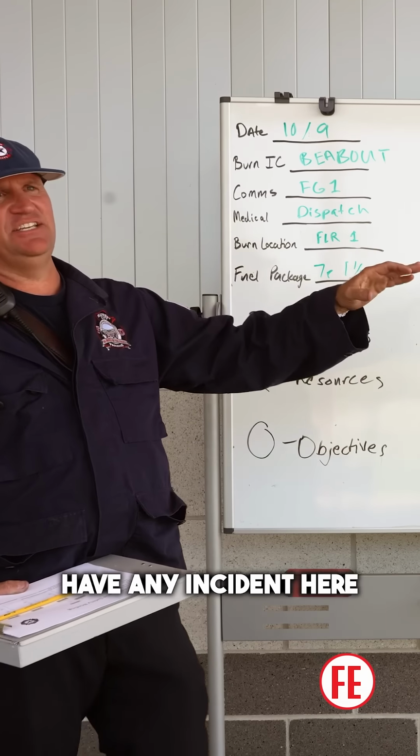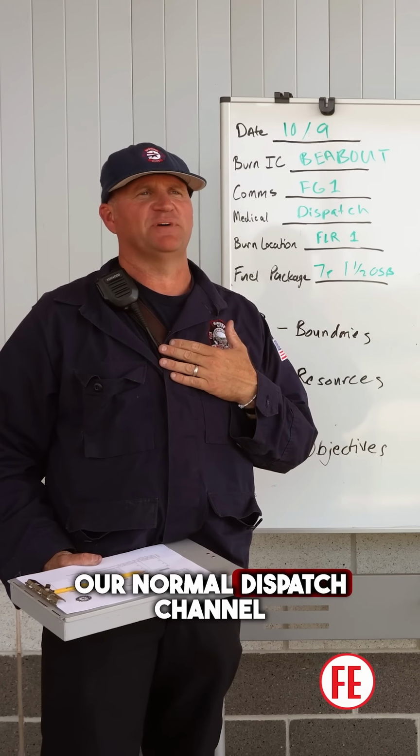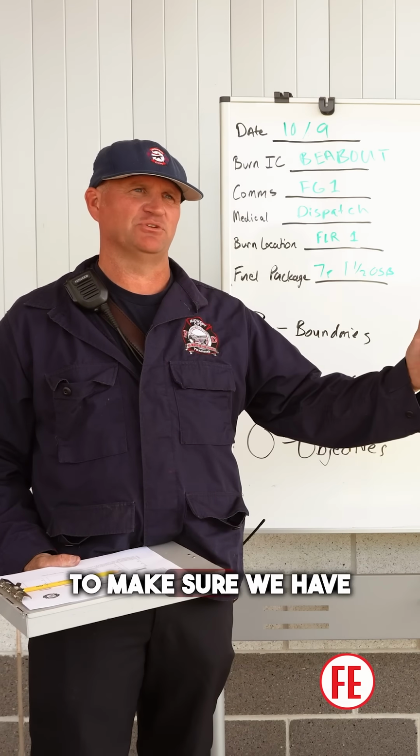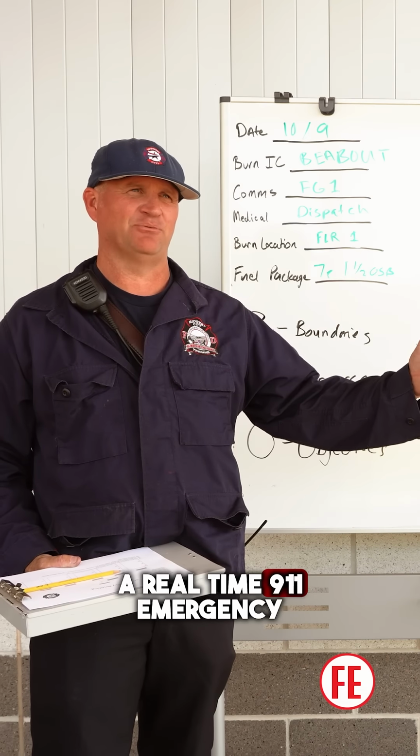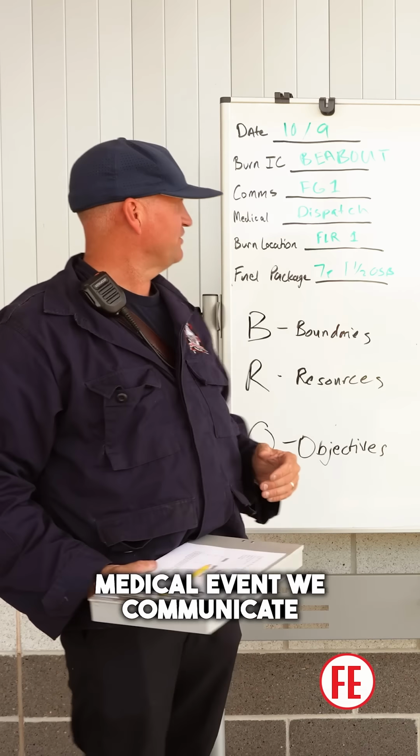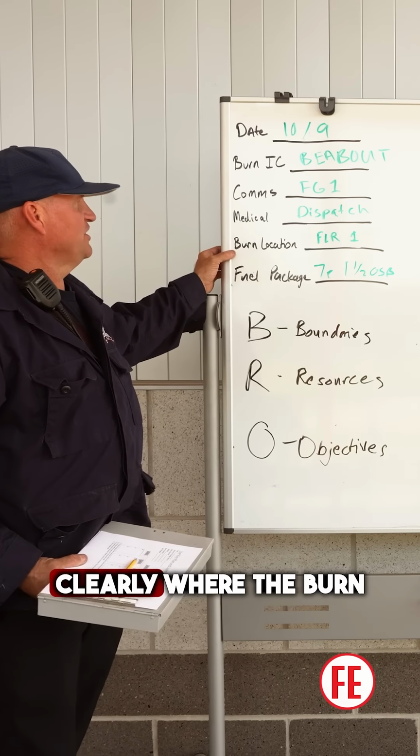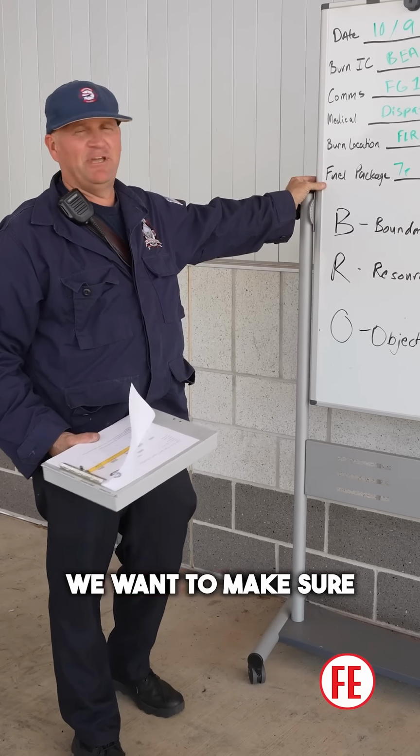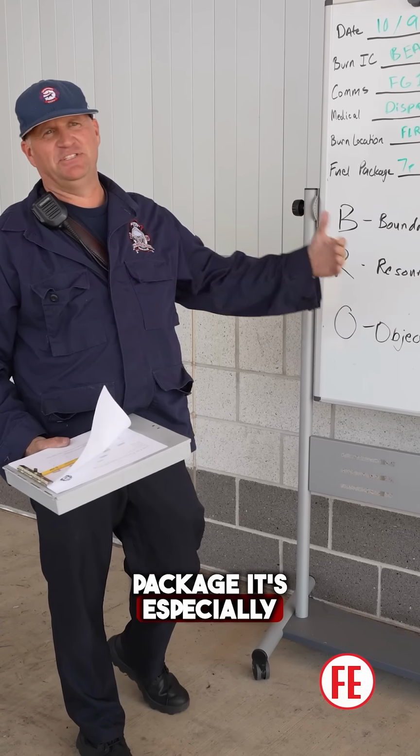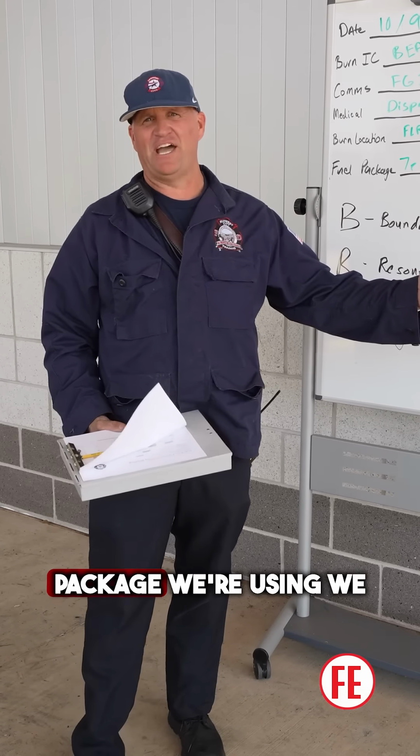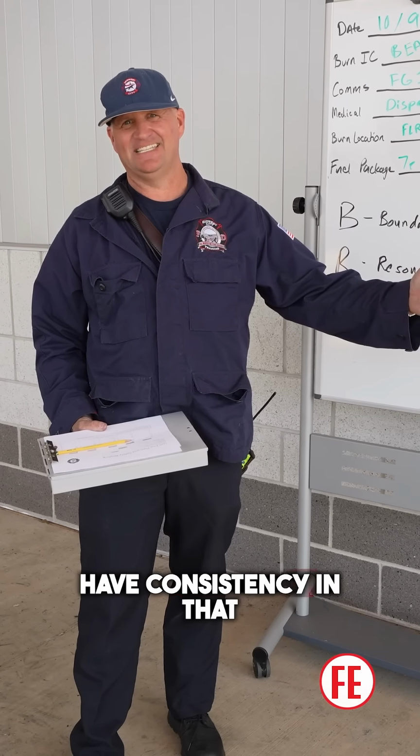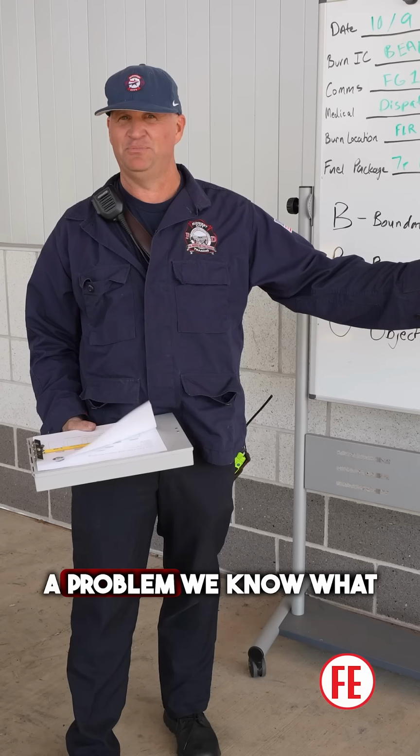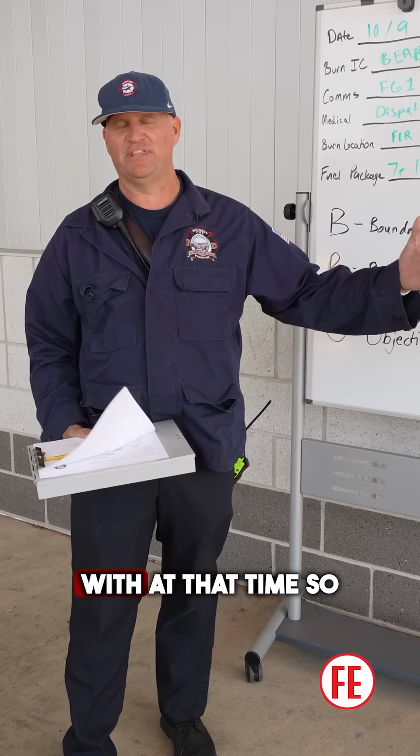Should we have any incident here, we're going to go through our normal dispatch channel, contact them for medical response. We have kits on scene, but we want to make sure we have a real-time 911 emergency dispatch here for any medical events. We communicate clearly where the burn location is going to be. Today they're burning on floor 1. And then we want to make sure we document the fuel package. It's especially important that we are well aware of the fuel package we're using. We have consistency in that fuel package, and we keep track of it, so if we were to ever have an event or a problem, we know what we were dealing with at that time.